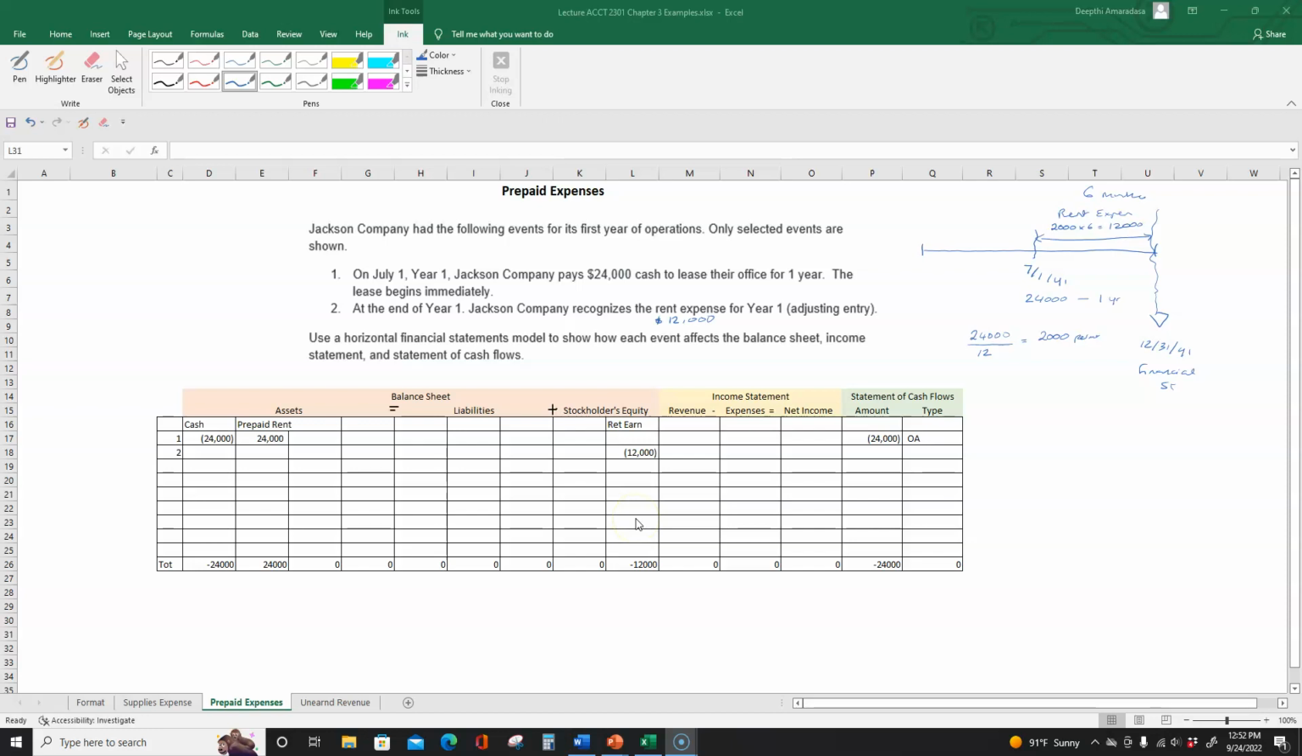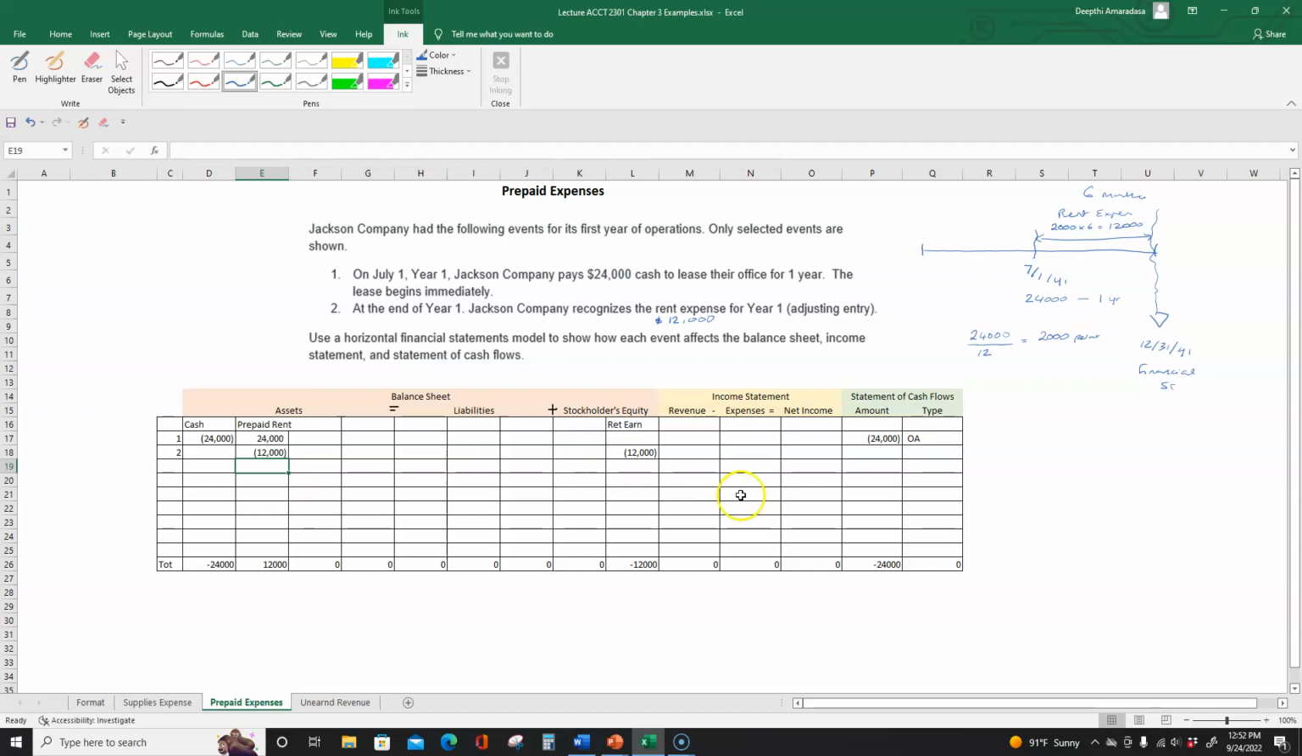What else happened? Well, now we know that we don't have $24,000 of prepaid rent anymore. We've used up some of that. We've used up $12,000 of the $24,000 prepaid rent. So our prepaid rent decreases by $12,000. And that takes care of the balance sheet.